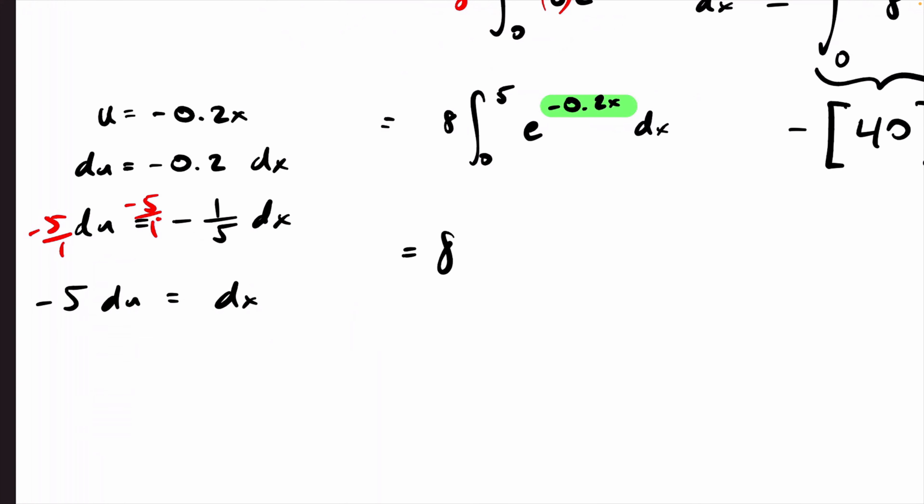Okay? All right, so let's go back, move everything back in. So we get 8 in front. Integral. E is still e, because I didn't do anything with e. U was its power, so now its power is going to be u. And dx is negative 5 du.